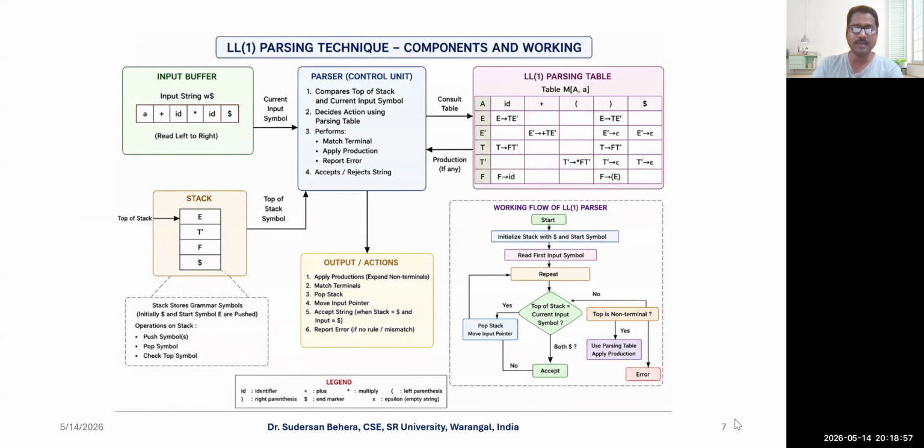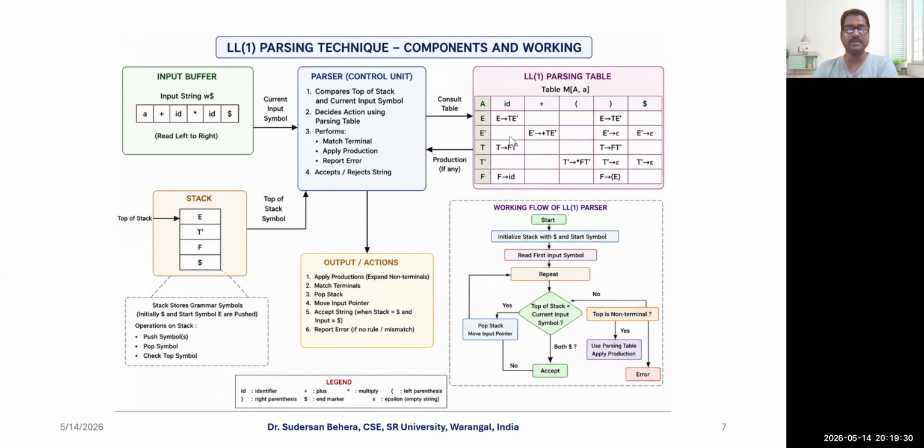Next, the same thing is realized in terms of the diagram here. The input buffer has ID plus ID into ID, and finally the dollar is placed. Here is the parsing table, and here is the stack. Initially the top of the stack contains the start symbol of the grammar, that is E, and E is not equal to the input symbol, that is why E gets expanded. What is the corresponding production?